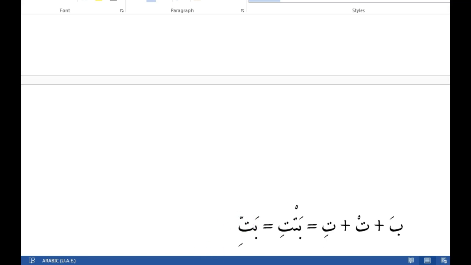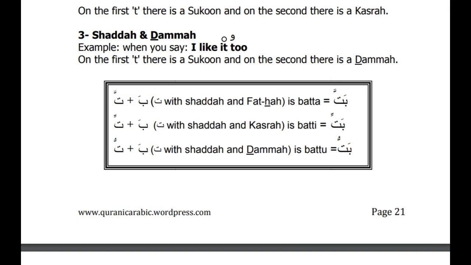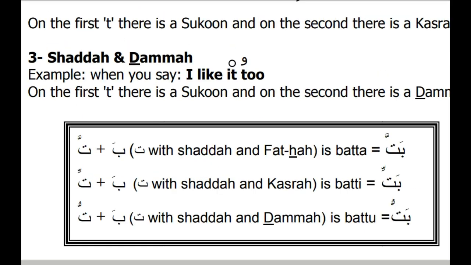So it will be read the same way, batti. I think, let's see how the book has it. Yeah, you see here, if you can see it, I'm just going to try to make it a bigger screen. This is exactly what I'm talking about. The kasra can be under the shadda and is a kasra. And then when it's on top, it is fatha. So this is batta and this is batti.